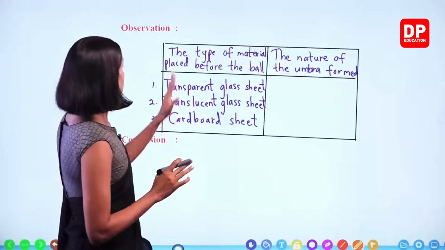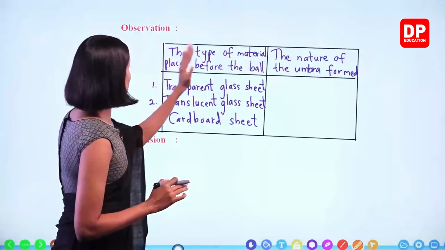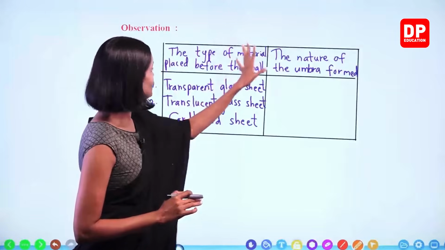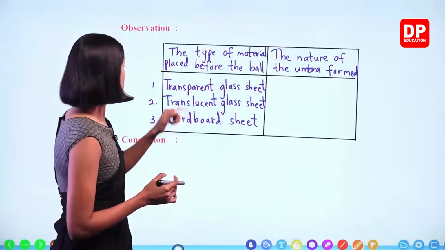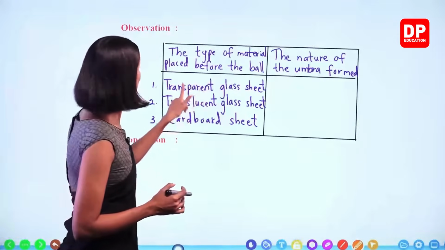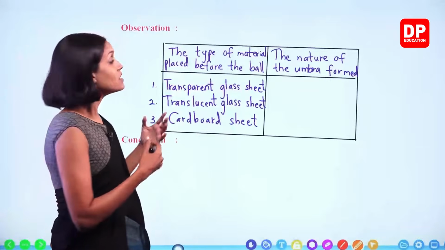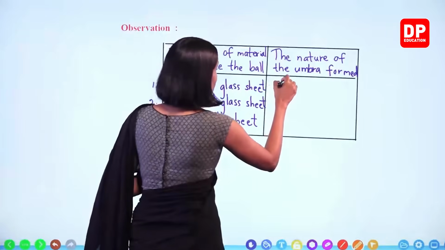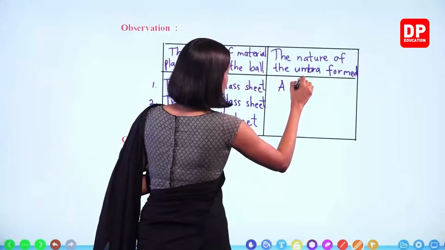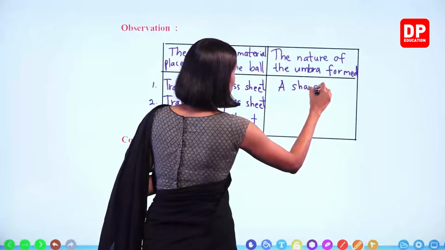Right children? So in this column, the type of material placed before the ball, and here the nature of the umbra formed. So the first material placed before the ball was the transparent glass sheet. What was the nature of the umbra? A sharp umbra.